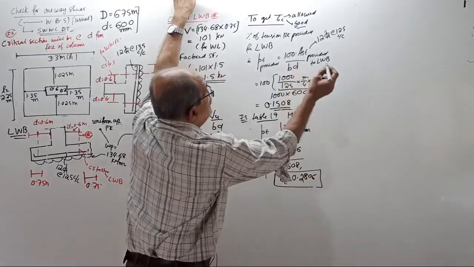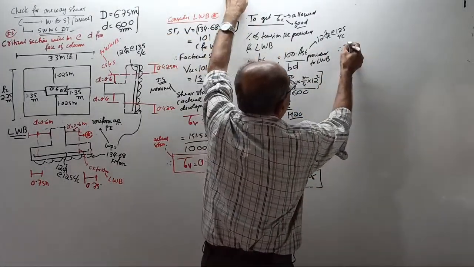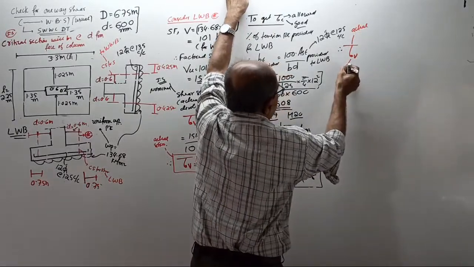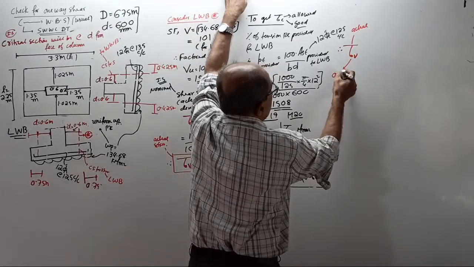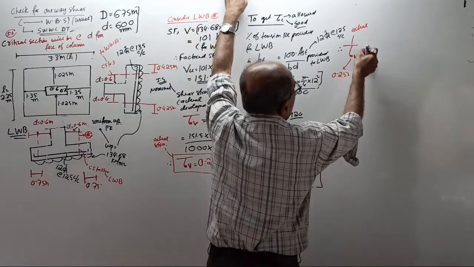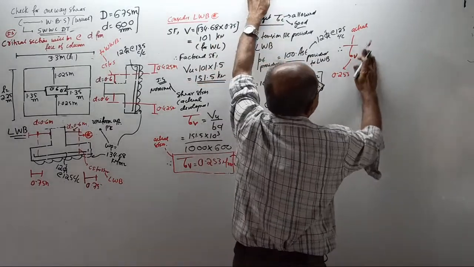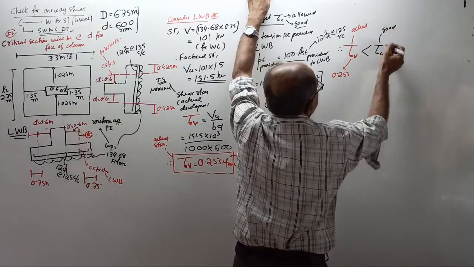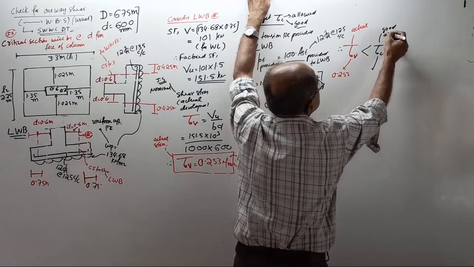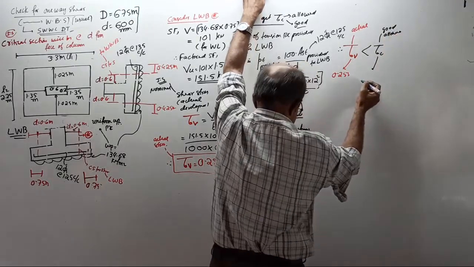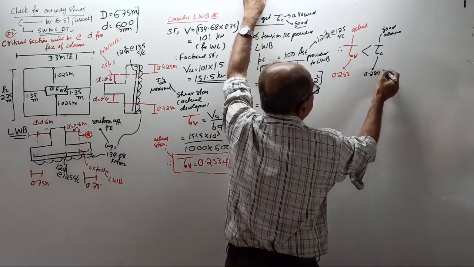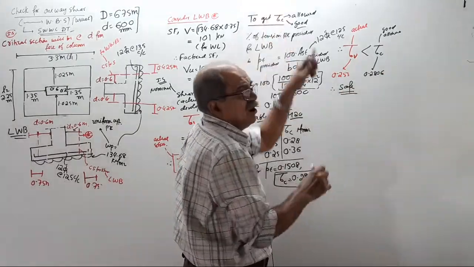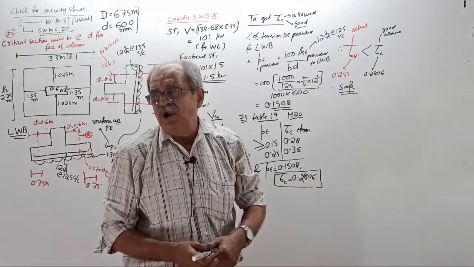0.2806. Therefore, your tau V, that is the actual stress, which is found to be 0.253, is less than tau C. This is good. That is the allowed stress of 0.2806. Therefore, safe or not? Tell me the answer. Is it safe or not?